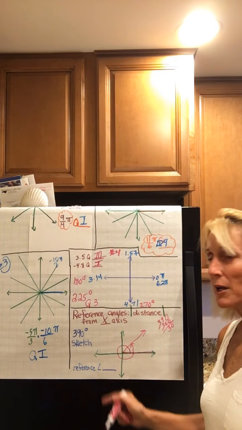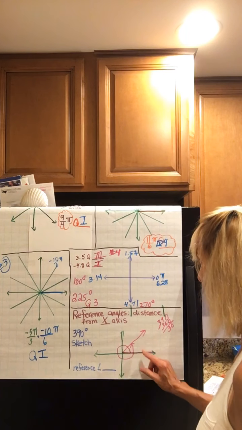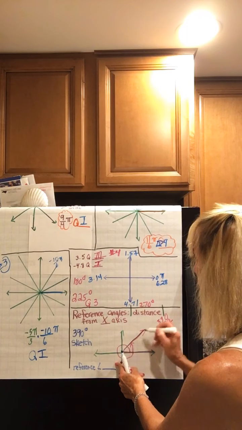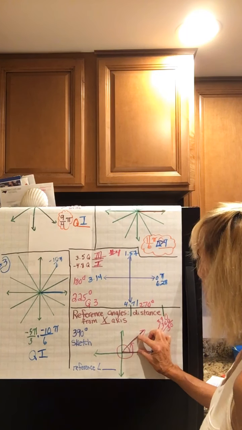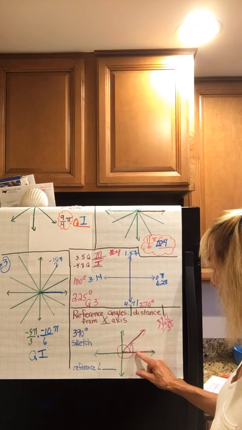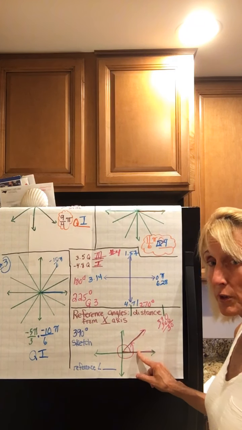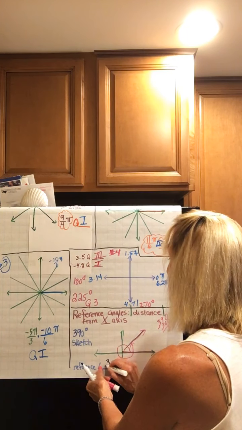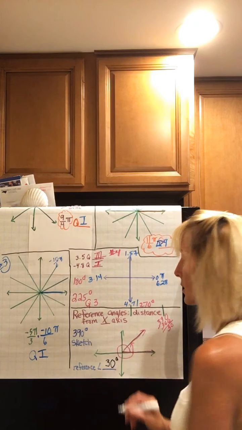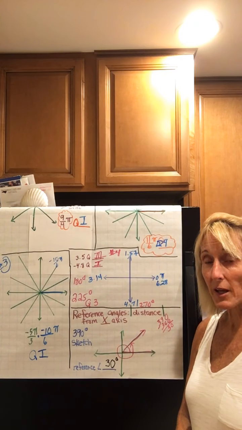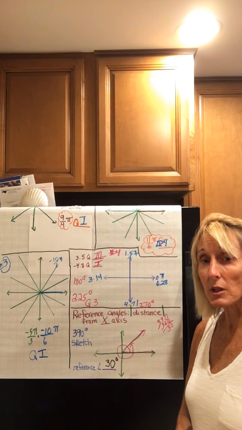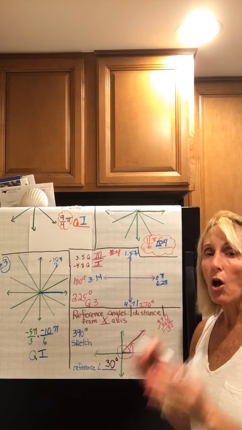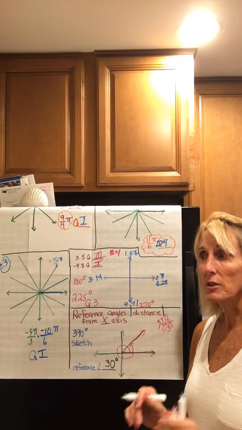Now, what's my reference angle? Your reference angle is how far the terminal side, here's your terminal side, is from the x-axis. What's the distance from here to here? Well, if I had to go 30 degrees further, then my reference angle is 30 degrees. Your reference angle is never greater than 90. It's the distance from the x-axis, never from the y, only from the x.